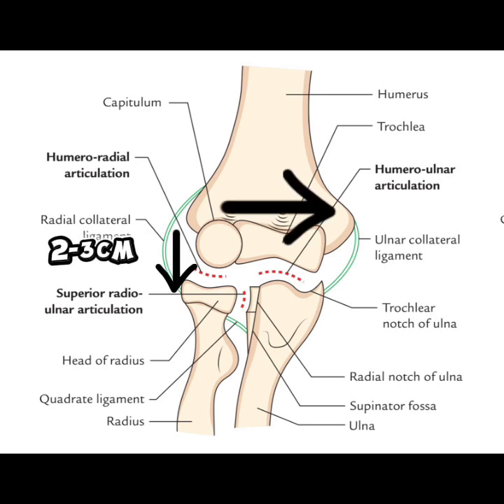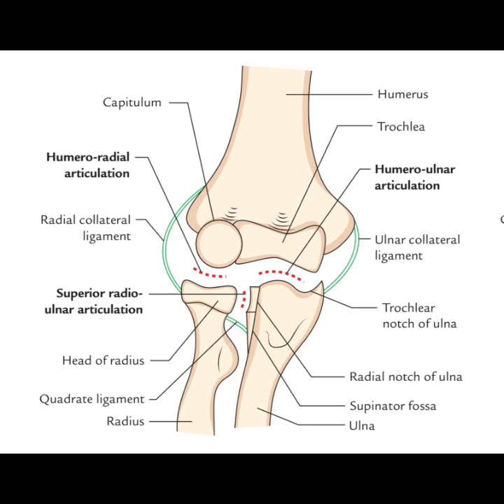You can see it about 2 to 3 centimeters just below the line joining the two epicondyles. So first we say it's between the humerus and the radius and ulna, forming the humero-ulnar and humeroradial joints. Two, where can the joint be seen? About 2 to 3 centimeters just below the line joining the medial and lateral epicondyles. Are you getting it now?